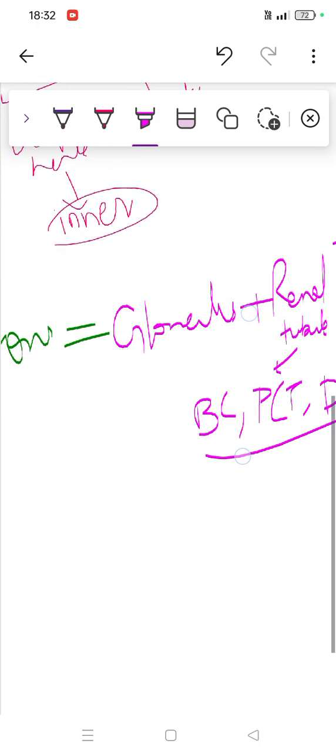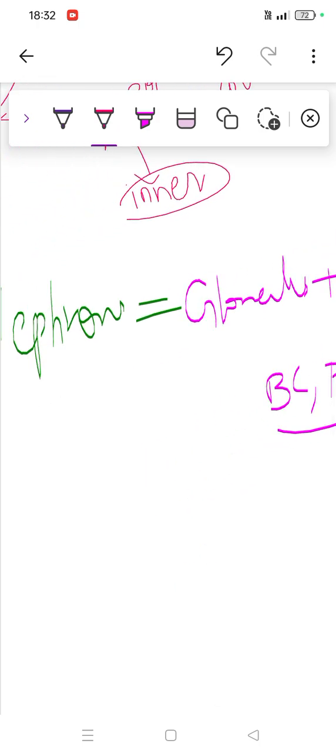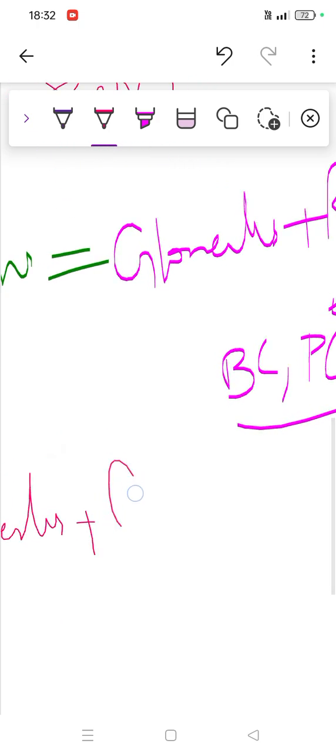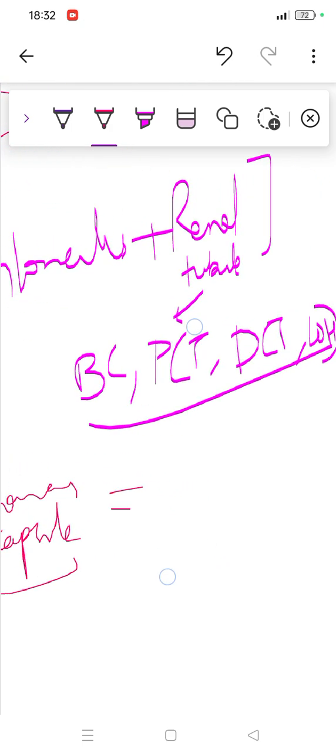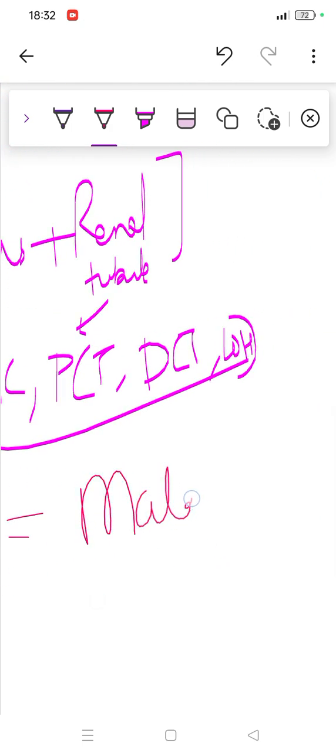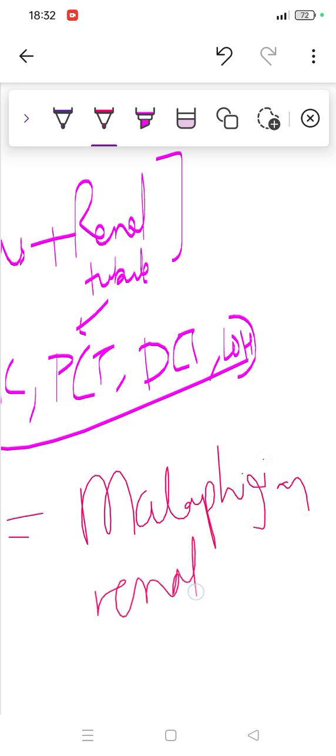Then comes our Malpighian body as well. What is this? When we talk about the glomerulus plus the Bowman's capsule, the glomerulus and only the Bowman's capsule, these both together are equal to the Malpighian body, the renal capsule. So I hope it will be clear. This was all about the nephron.